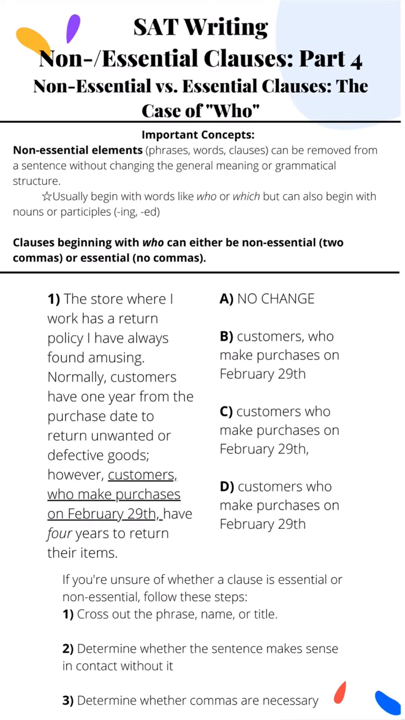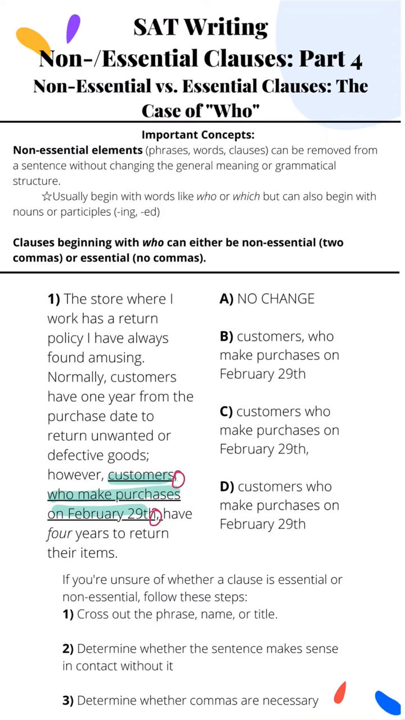The store where I work has a return policy I've always found amusing. Normally, customers have 1 year from the purchase date to return unwanted or defective goods. However, customers who make purchases on February 29th have 4 years to return their items. So the commas around who make purchases on February 29th imply that this phrase can be crossed out without affecting the core meaning of the sentence.